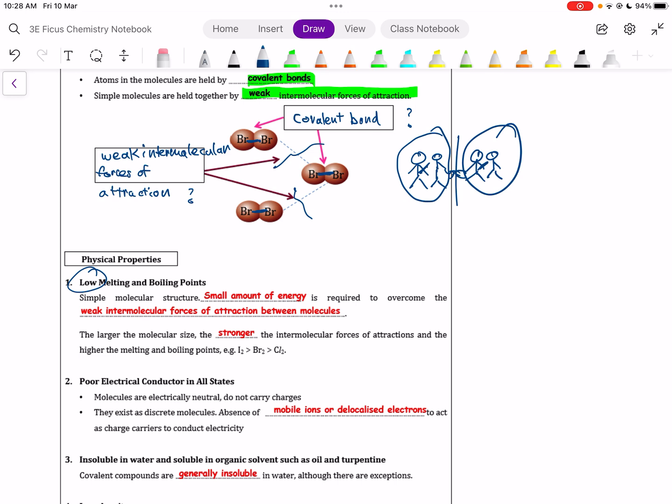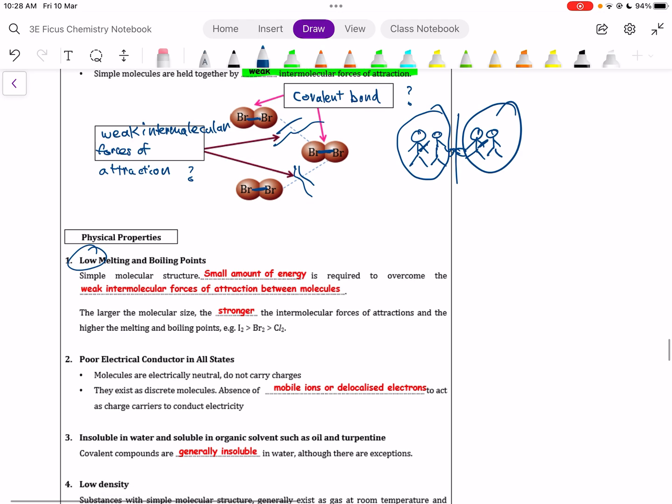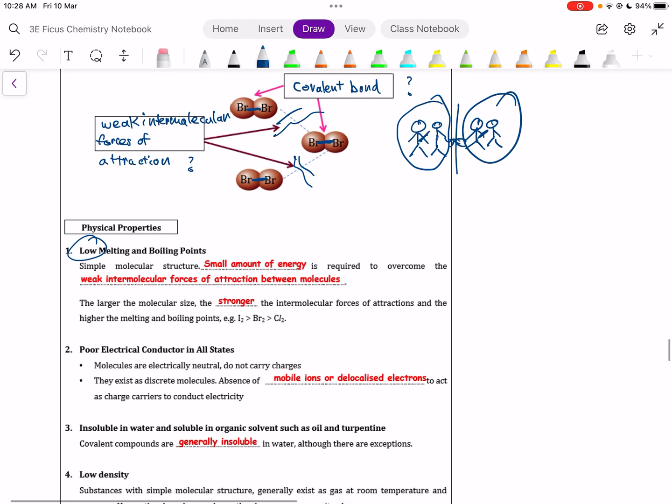During melting and boiling, you actually overcome these weak intermolecular forces of attraction, represented by the dotted lines here. Most of them, because they are low melting and boiling point, you can imagine their boiling point is like 100 and below. So H2O, and some of them like CO2 are already gases at room temperature. You can imagine they have negative boiling points like nitrogen, oxygen, all these. These are all the examples.